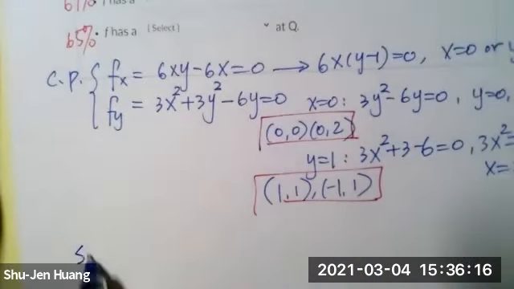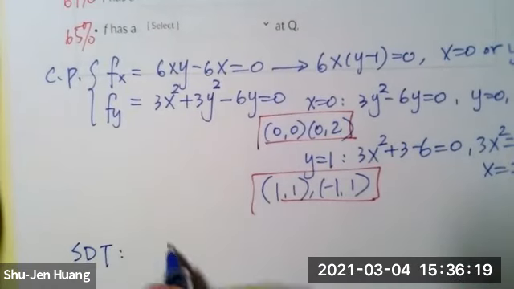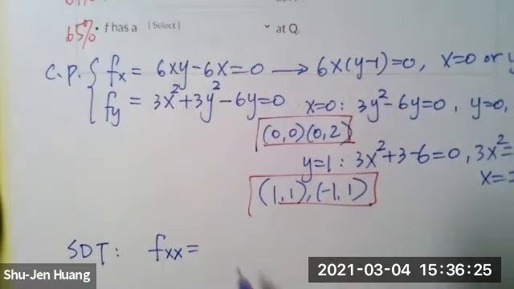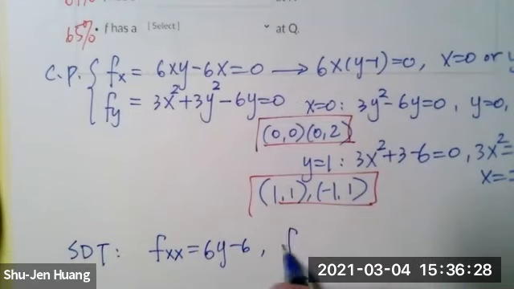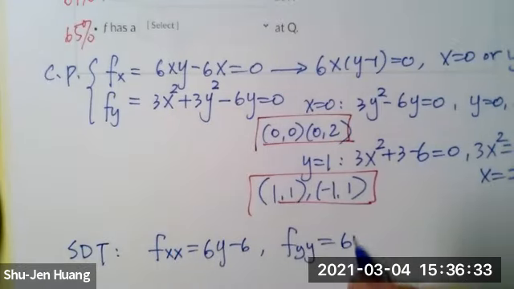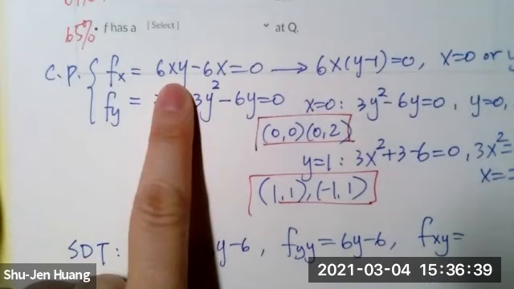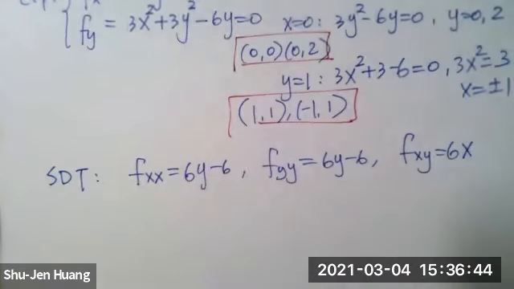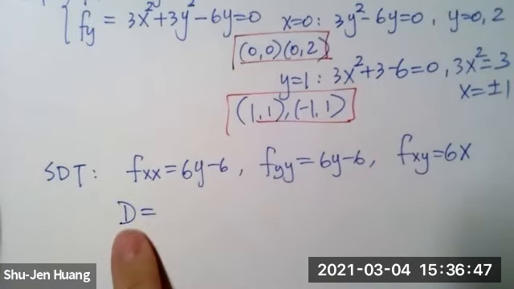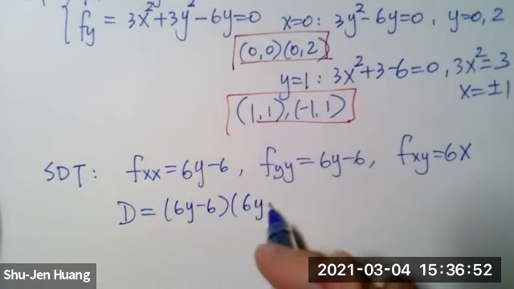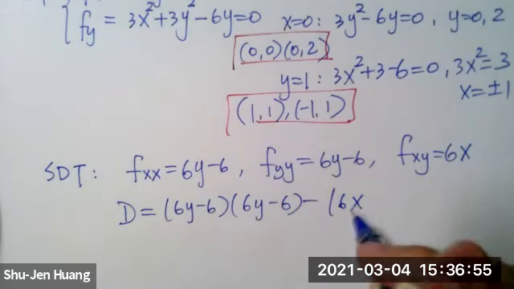For the second derivative test, we need to find the second derivatives. Take the derivative one more time with respect to x, and we get 6y minus 6. The second partial derivative with respect to y is also 6y minus 6. For the mixed partial derivative, we take the derivative with respect to y and get 6x. Then we need to calculate the discriminant: the product of the second partials minus the mixed partial derivative squared.